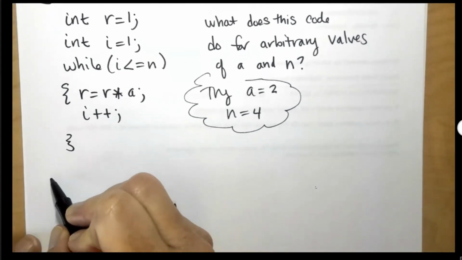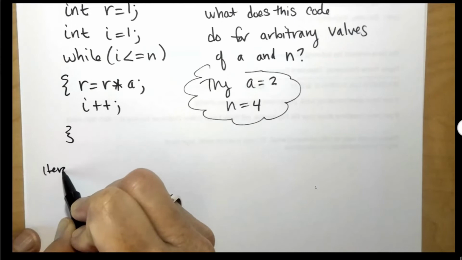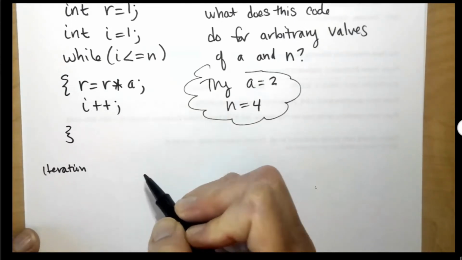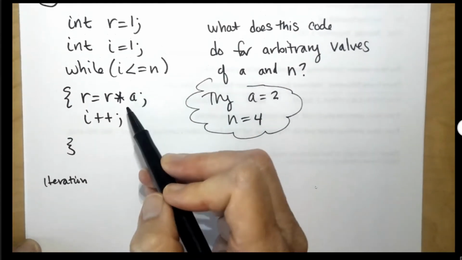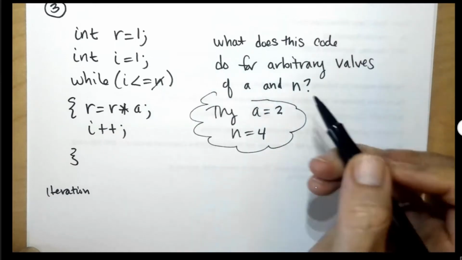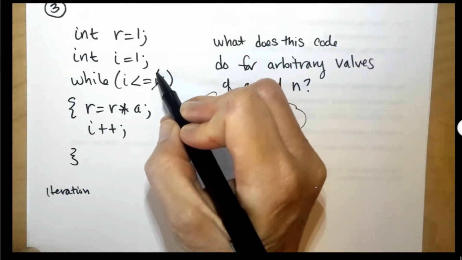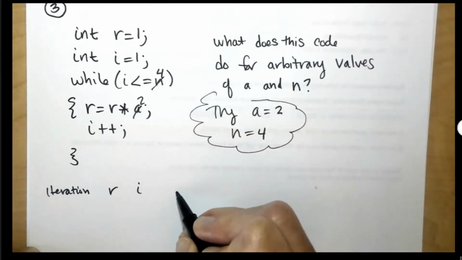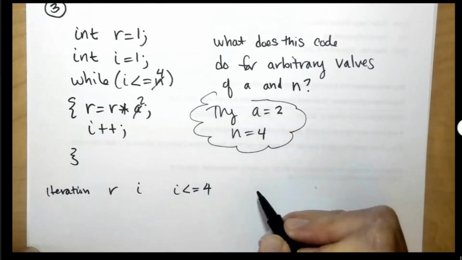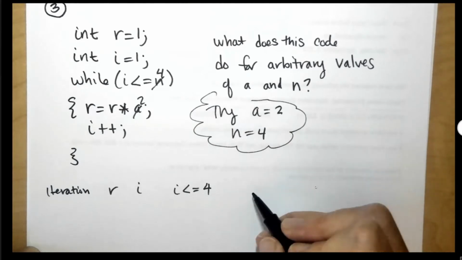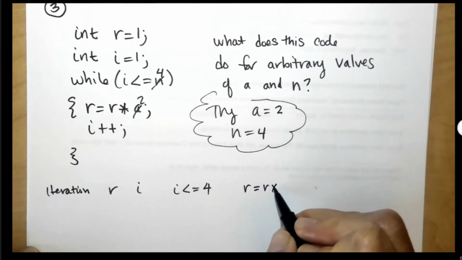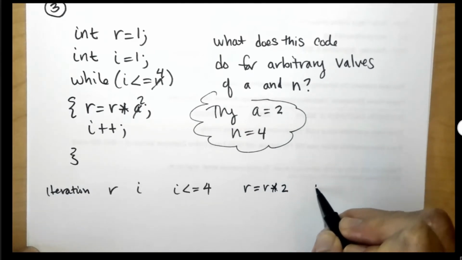Again, I'm going to have my iteration. I'm going to have my variables. In this case, I'm not going to count N and A as variables because I'm going to say, well, let's treat the N as a 4 and the A as a 2. So those aren't going to be actual variables. So really I just have R and I. And then I'm going to have my condition, which is I is less than or equal to, technically N, but I'm going to say 4 in this situation. My loop body statements are R is R times 2, and I'm going to increment.